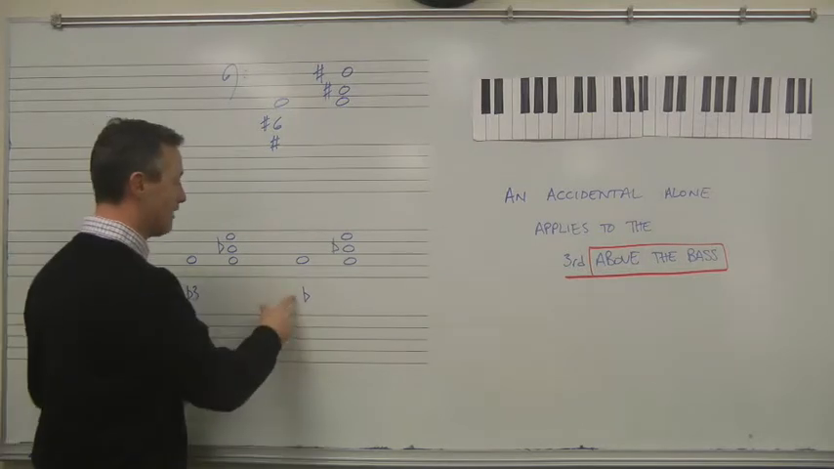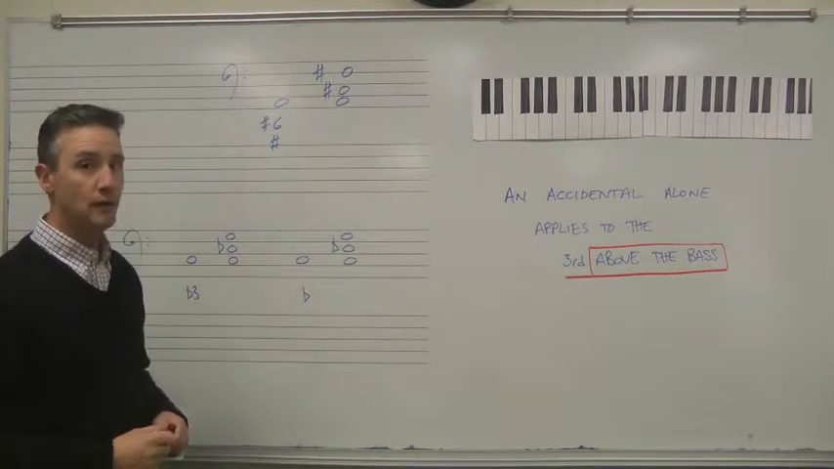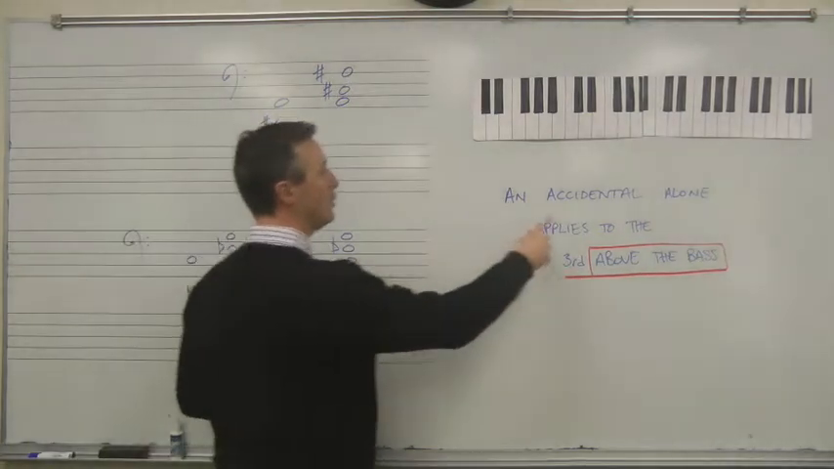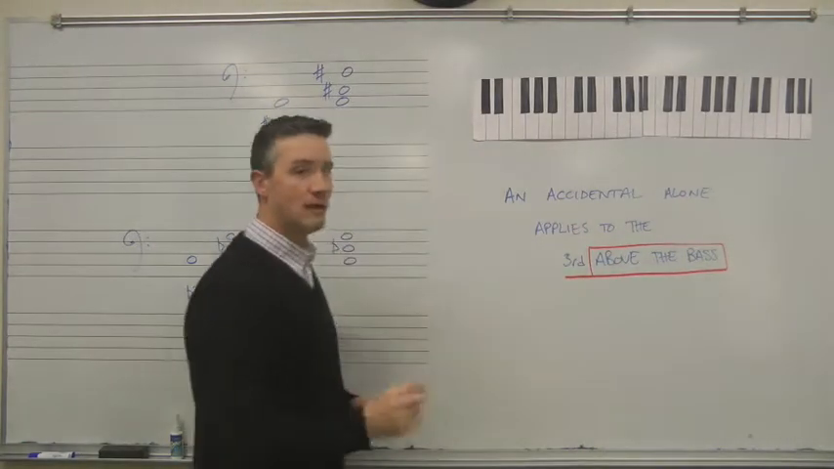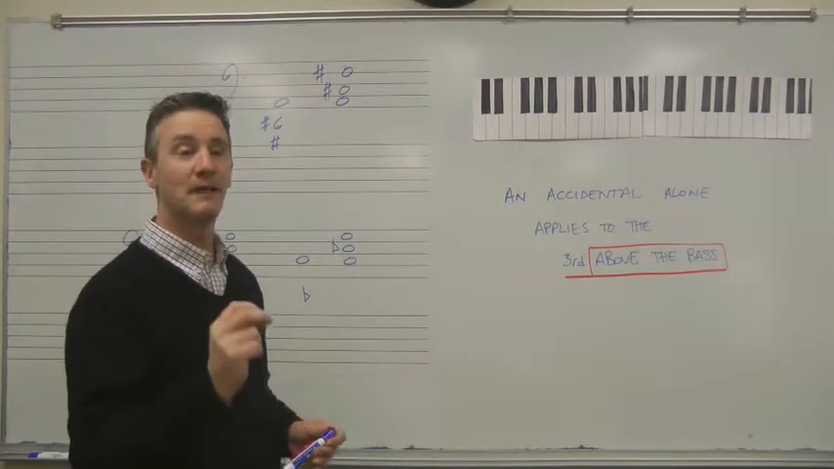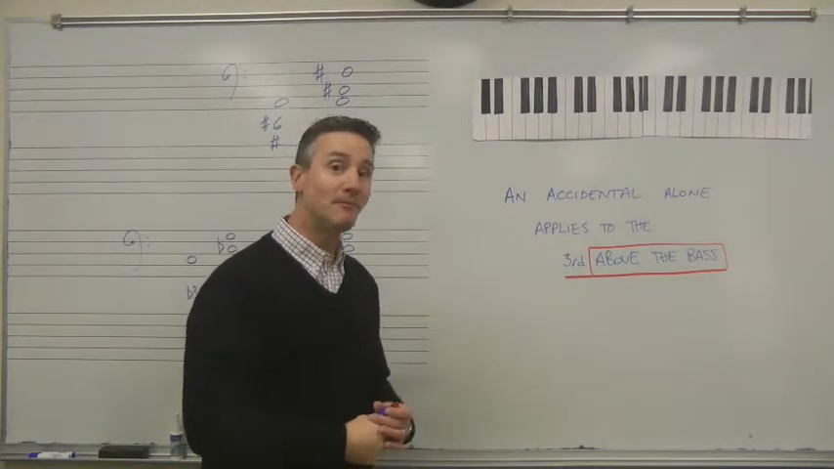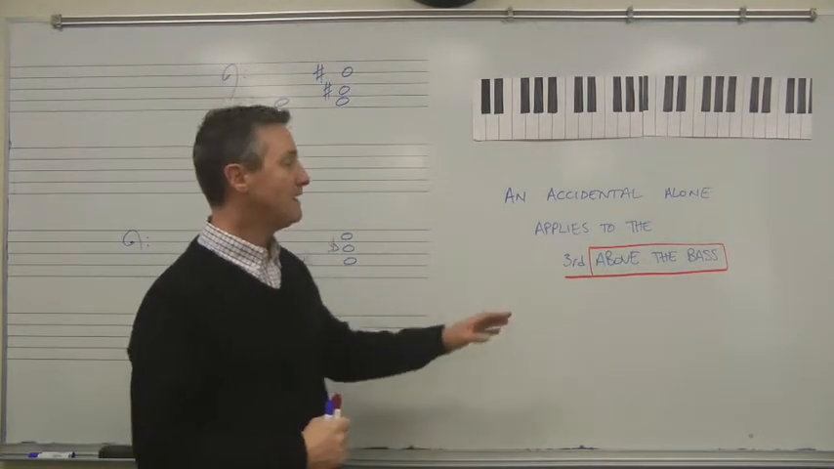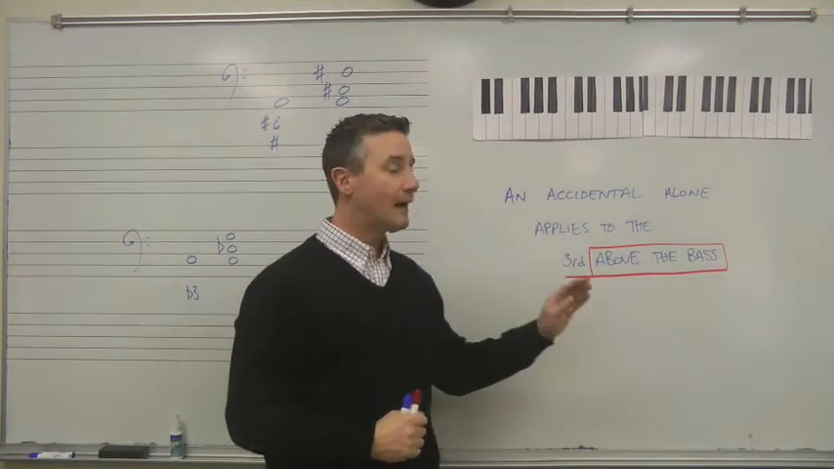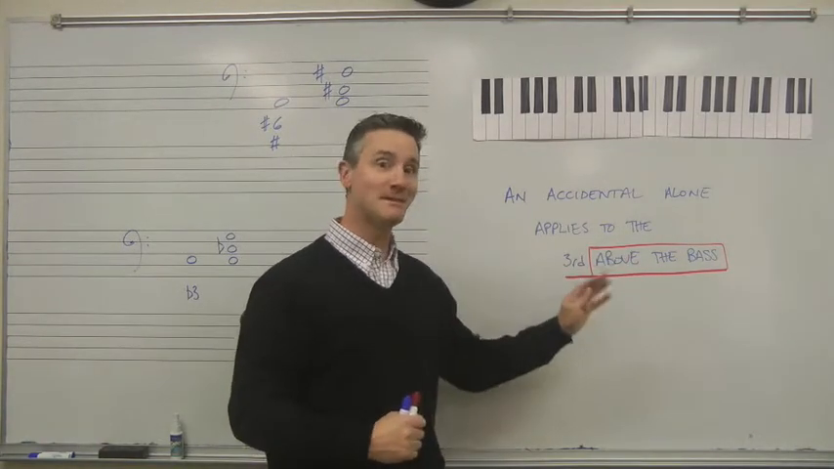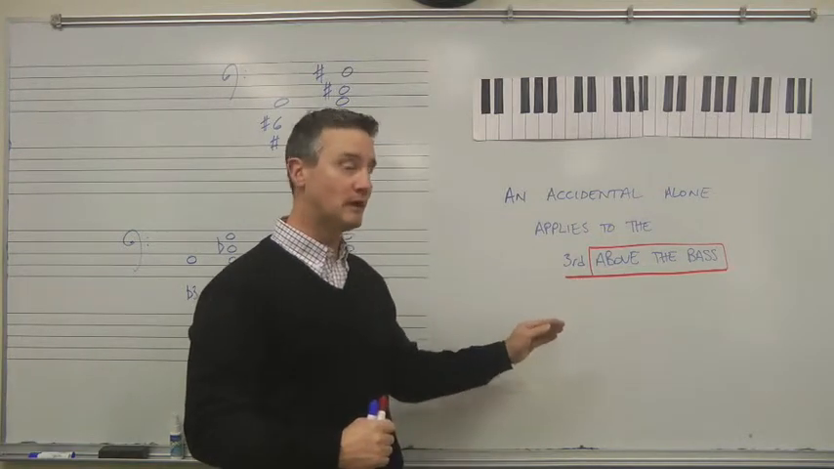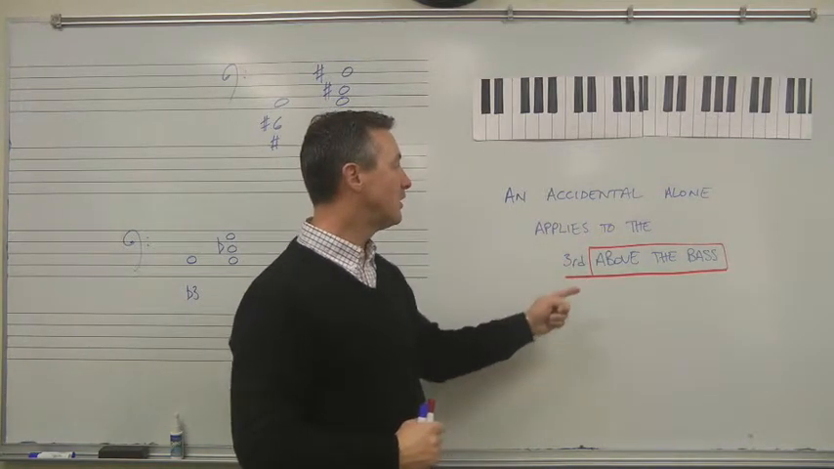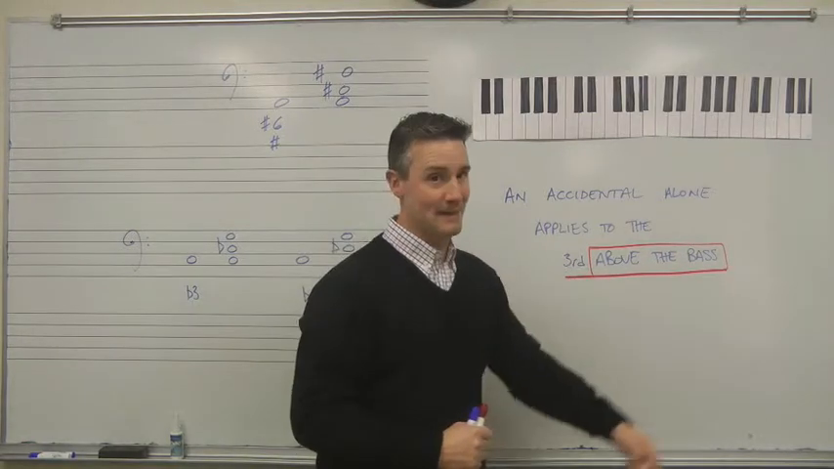Now, if you have an accidental on its own, then the accidental on its own applies to the third above the bass. It's very important that you remember it is the third above the bass. It will be tempting for you to sometimes think that it means the third of the chord. And sometimes the third above the bass is the third of the chord, but sometimes it is not. So the rule, if you will, is that an accidental alone applies to the third above the bass.